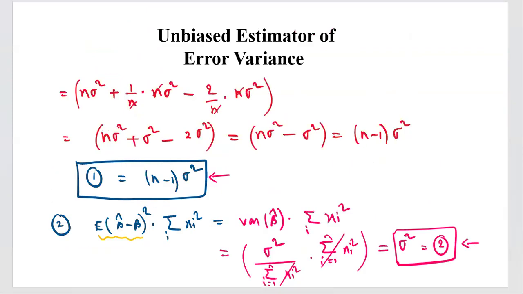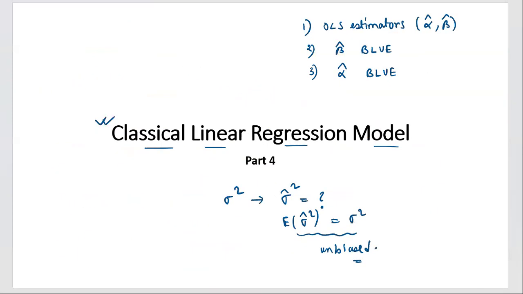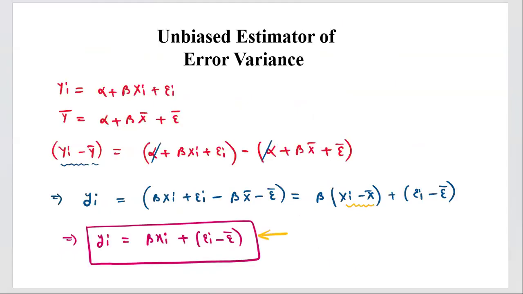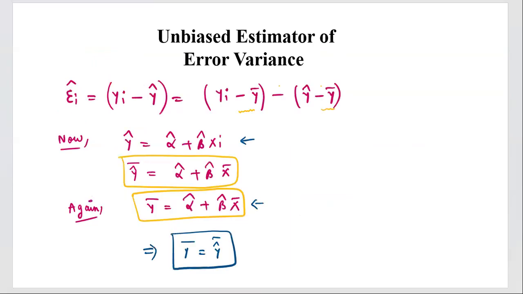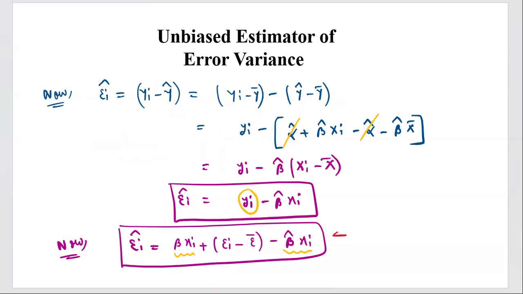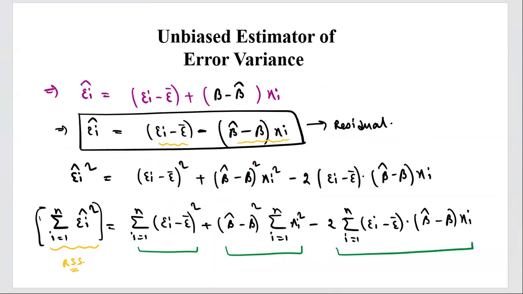So let me quickly recap what we have done in this video, and then I will stop. We wanted to find out the unbiased estimator of sigma cap square, which is nothing but the estimator of error variance. Error variance is sigma square and sigma cap square is the estimator of error variance. We started with our original model and converted everything into this particular deviation form. After that, we found out the general form of the residual. This was the final form of the residual.